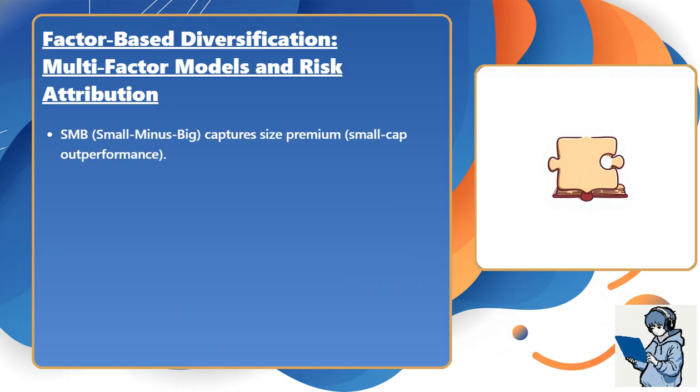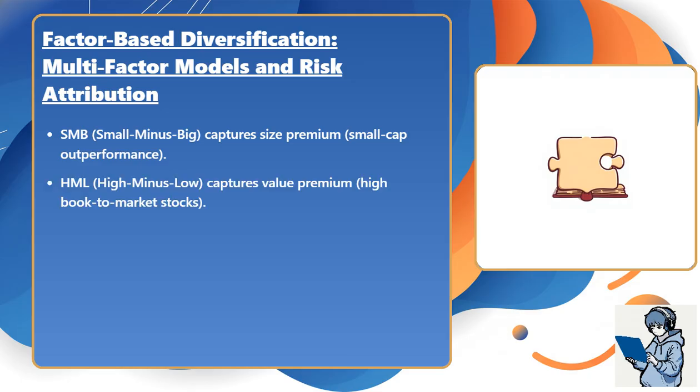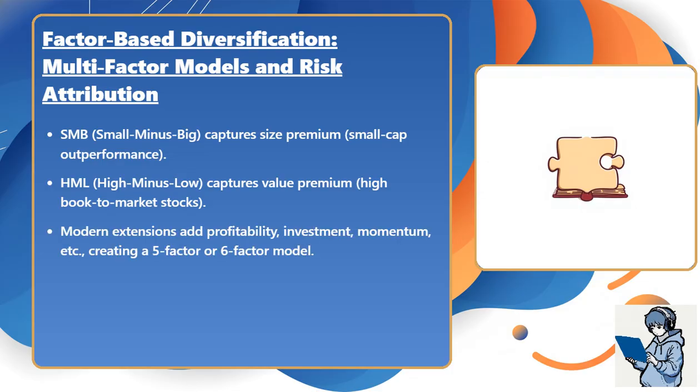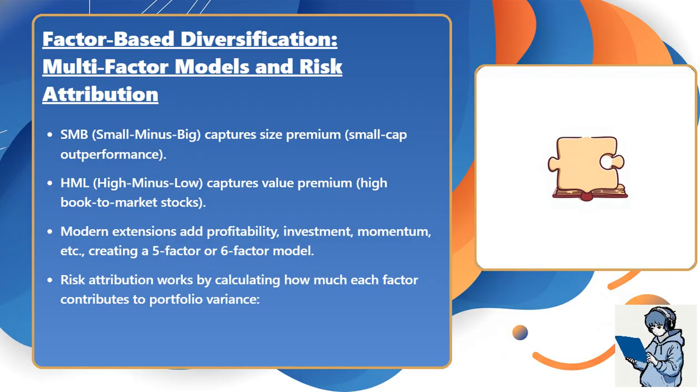SMB, small minus big, captures size premium, small cap outperformance. HML, high minus low, captures value premium, high book to market stocks. Modern extensions add profitability, investment, momentum, etc., creating a 5-factor or 6-factor model. Risk attribution works by calculating how much each factor contributes to portfolio variance.